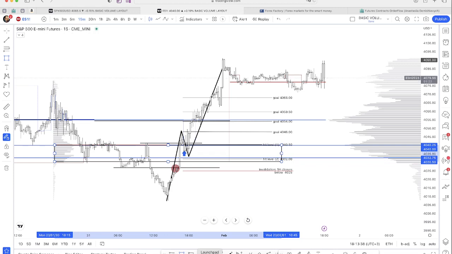Yes, clear, perfect. So don't see point of control. This is what a lot of people do as a mistake. They see only point of control as an important information. No, we see volume accumulation area as an important information and point of control as only a part of it. Important part, but not the only part, and certainly not the most important part.